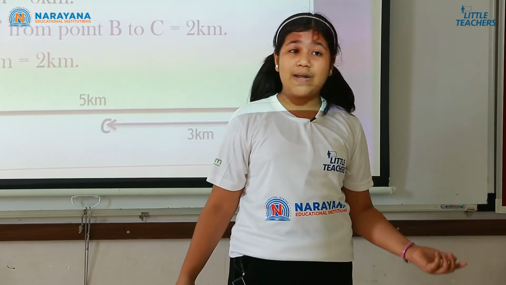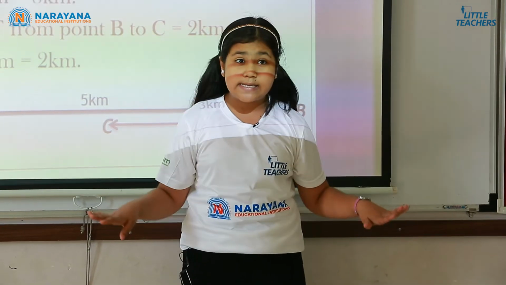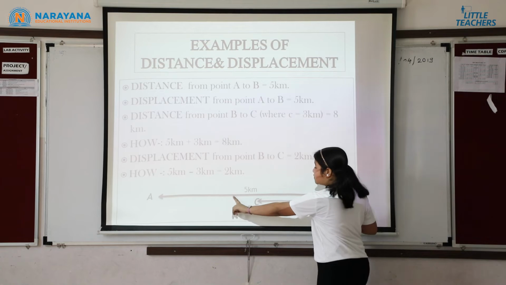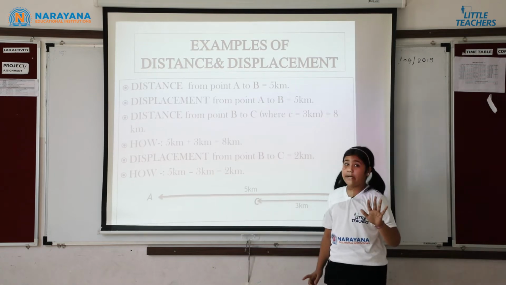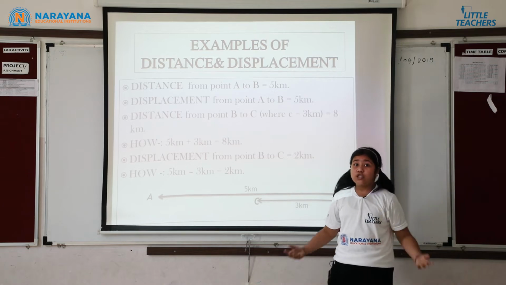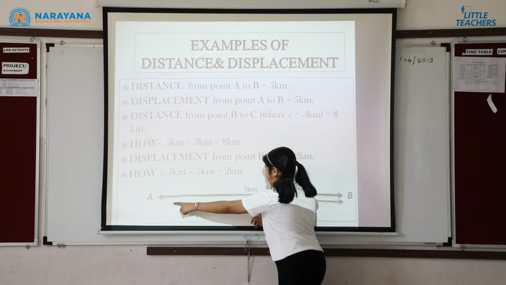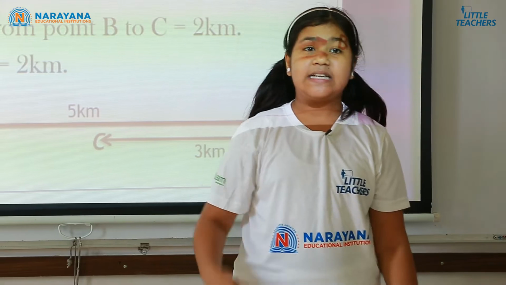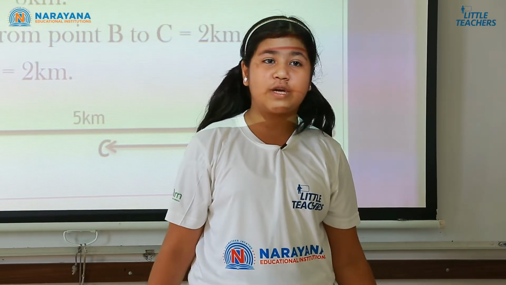But the displacement in this case is not the same. It is 2 kilometers. How? The displacement covered earlier was 5 kilometers and the displacement covered now is 3 kilometers. Therefore, the total displacement, meaning the shortest path from A to C, is 2 kilometers, that is 5 minus 3 kilometers, 2 kilometers.